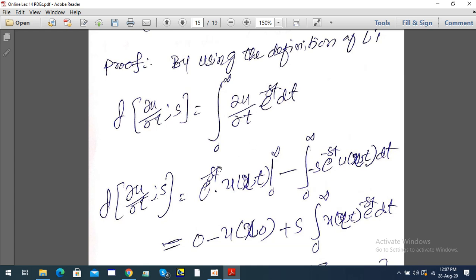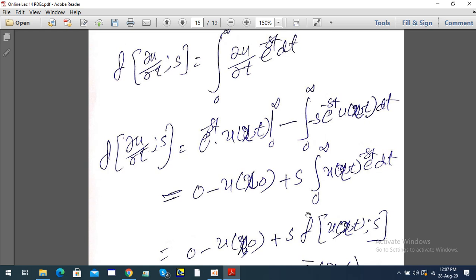You can see here, this is first an integral of this thing. The integral of du by dt is u(x, t), because the d will be cancelled. So you have u of x, t with limits 0 to infinity, minus the integral of u(x, t) times the derivative of e power minus st, which is minus s e power minus st dt.